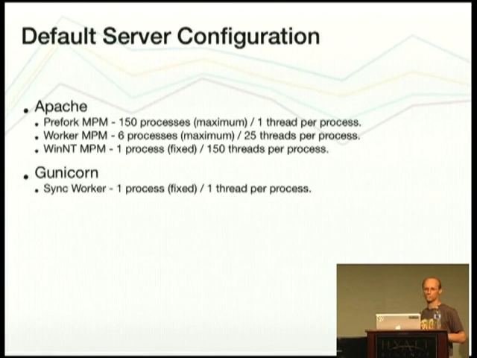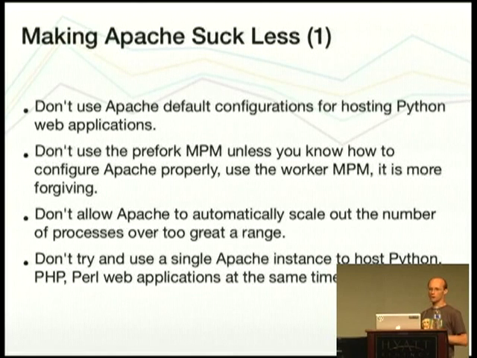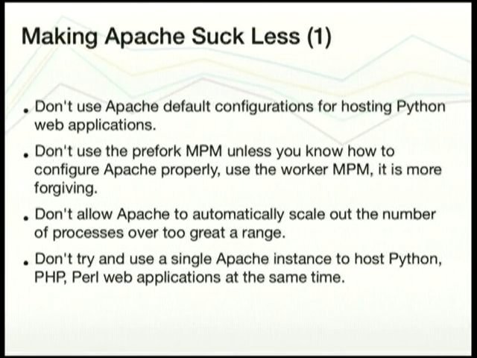In contrast, Gunicorn Sync Worker defaults to a single process and single thread and doesn't automatically scale. The memory requirements of Gunicorn would therefore stay the same over time. So Apache presents a much bigger problem. So whatever you do, don't use the default configuration that comes with your server distribution. For Python web applications, you generally can't avoid having to tune it. This is because the Apache defaults are set up for static file serving and PHP applications. Especially don't try and use the same Apache instance to host Python web applications at the same time as running PHP or Perl applications, as each has different configuration requirements.